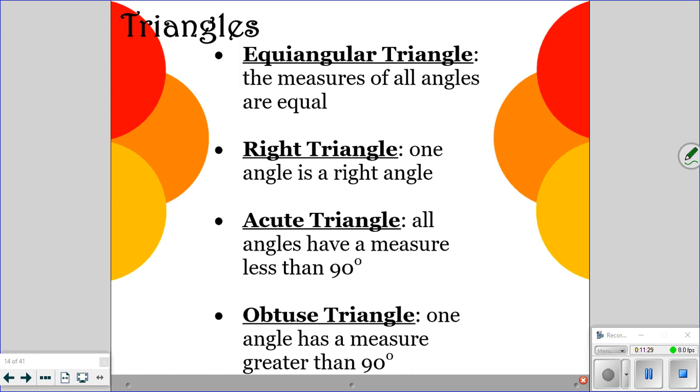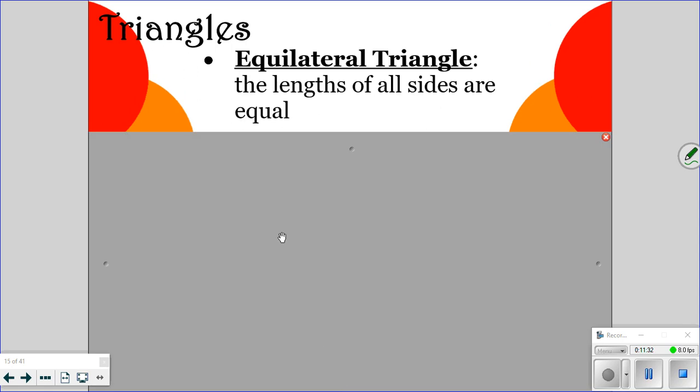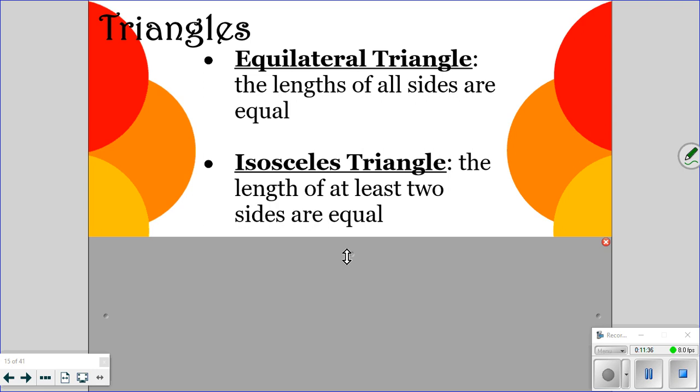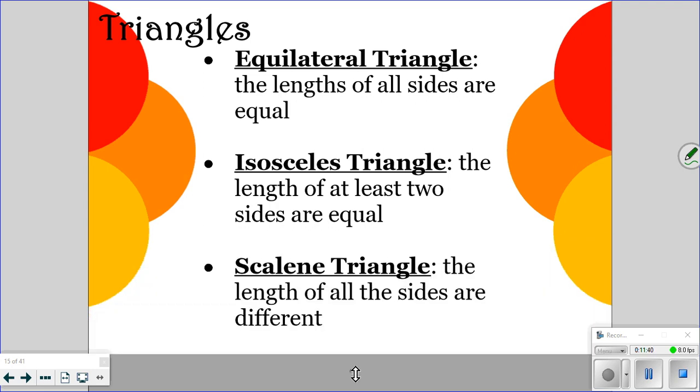Hopefully that's all familiar. Looking at equilateral, that means all the sides are the same. If you have an isosceles triangle, that means at least two of the sides are the same. And then scalene means that none of the side lengths are the same.